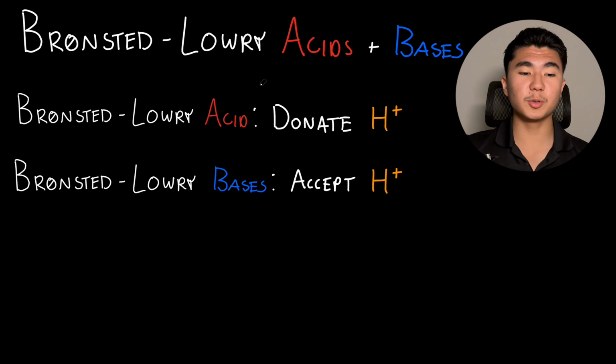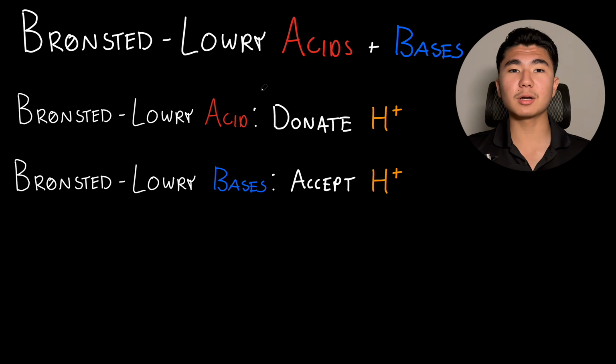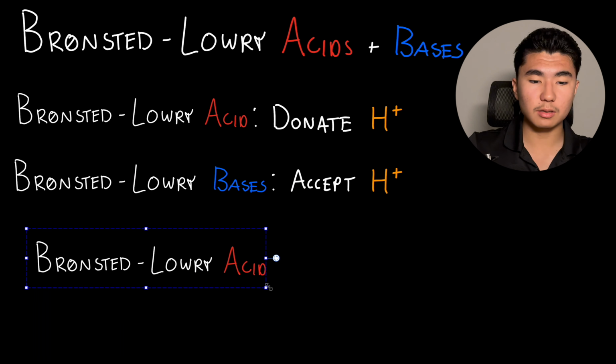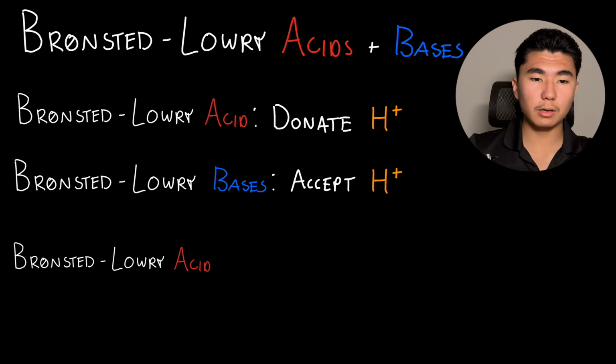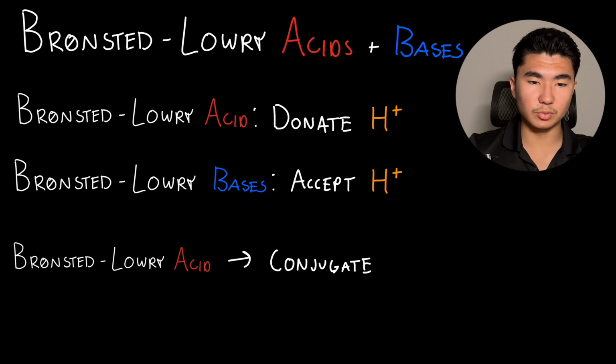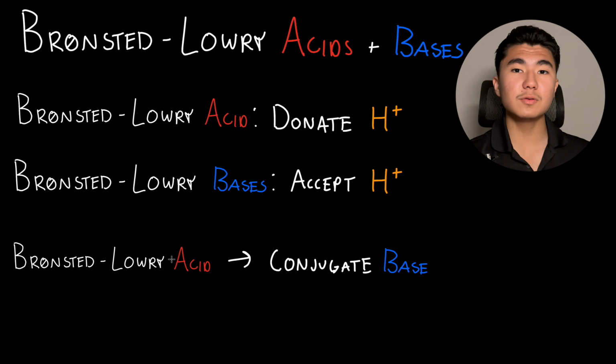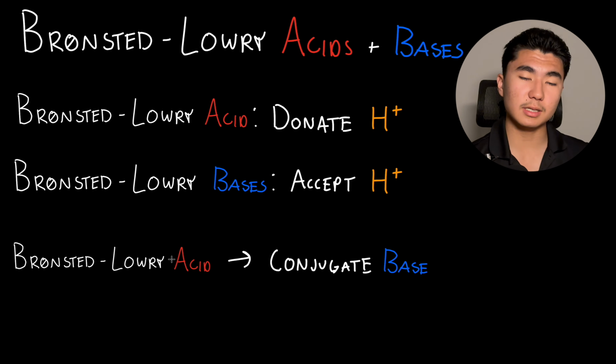So now that we know the differences between Bronsted Lowry acids and bases, we need to talk about conjugate base and conjugate acid. So the Bronsted Lowry acid will turn into a conjugate base. On the reactant side, if you see a molecule that's donating protons or these hydrogens, which would be our Bronsted Lowry acid, then on the product side, you'd see a conjugate base.